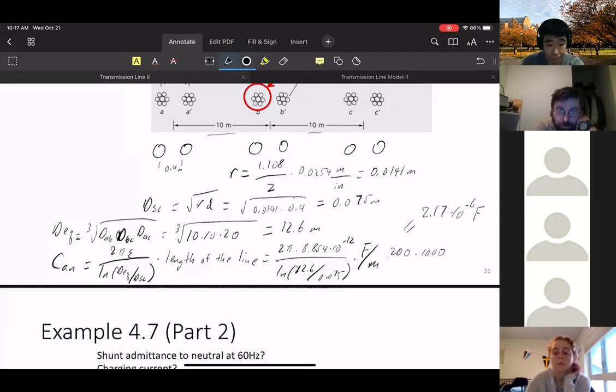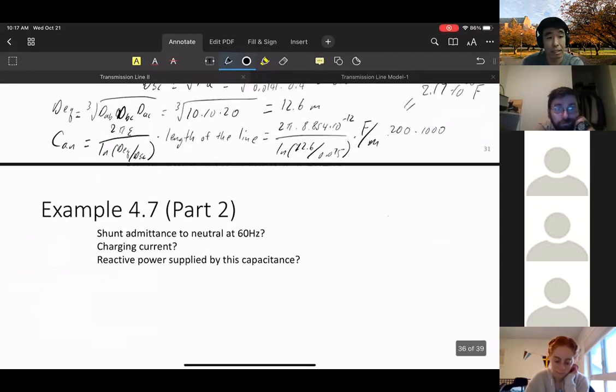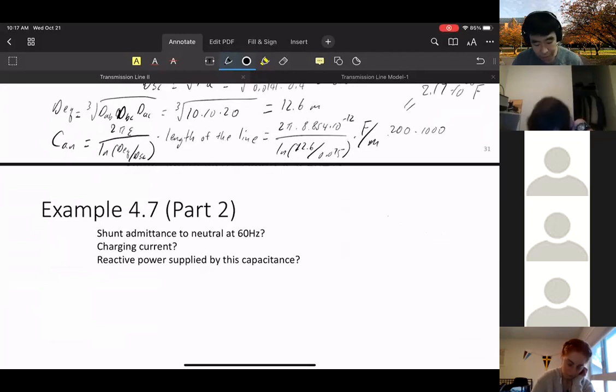Okay, so then we're going to look at the absolute value of the capacitor. Let's look at what happens if you put it into a circuit. So we're putting it into a 60 hertz circuit, we have admittance, we have some current charging this admittance, and it will be supplying some reactive power. So let's find the admittance, the charging current, and the reactive power.